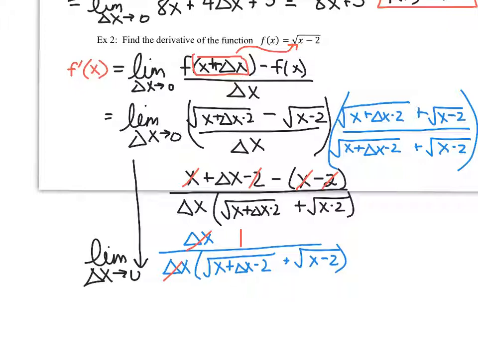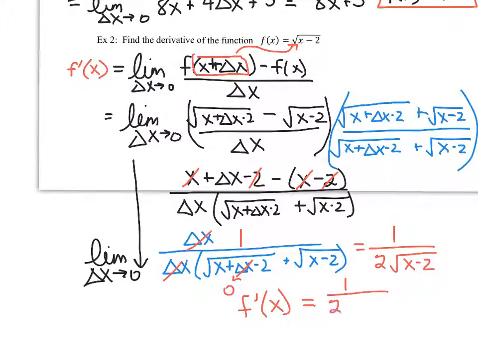And when I do that limit, I end up with 1 over, you'll notice that this part right here, that delta x goes to 0, so I've got a square root of x minus 2 plus another square root of x minus 2. So altogether there are 2 square roots of x minus 2. So I would write this as the derivative of this function is the function 1 over 2 times the square root of x minus 2.